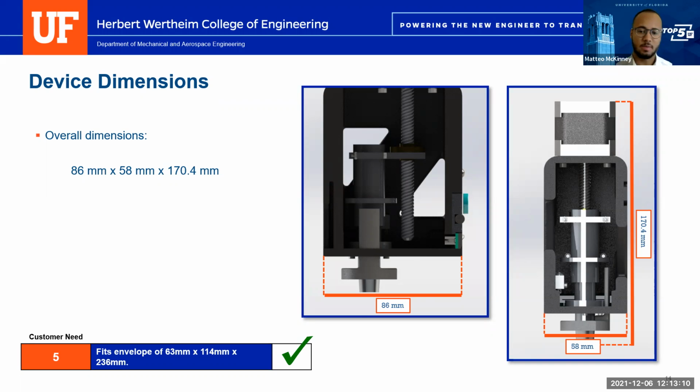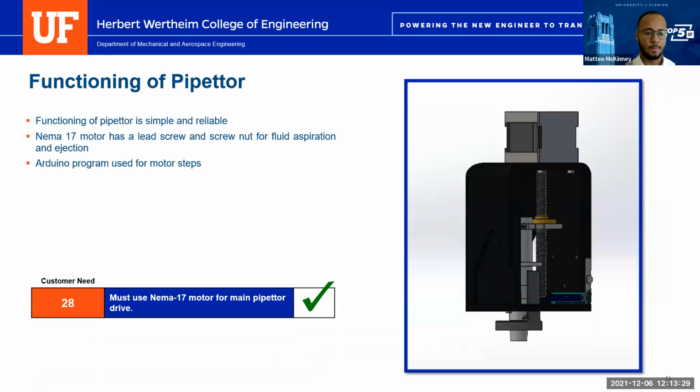So now we're going to talk a little bit about the device functions. As you can see here, we fulfill customer need number 5, where it's able to fit inside of the envelope of an appropriate size, with dimensions of 86 by 58 by 170.4 millimeters.